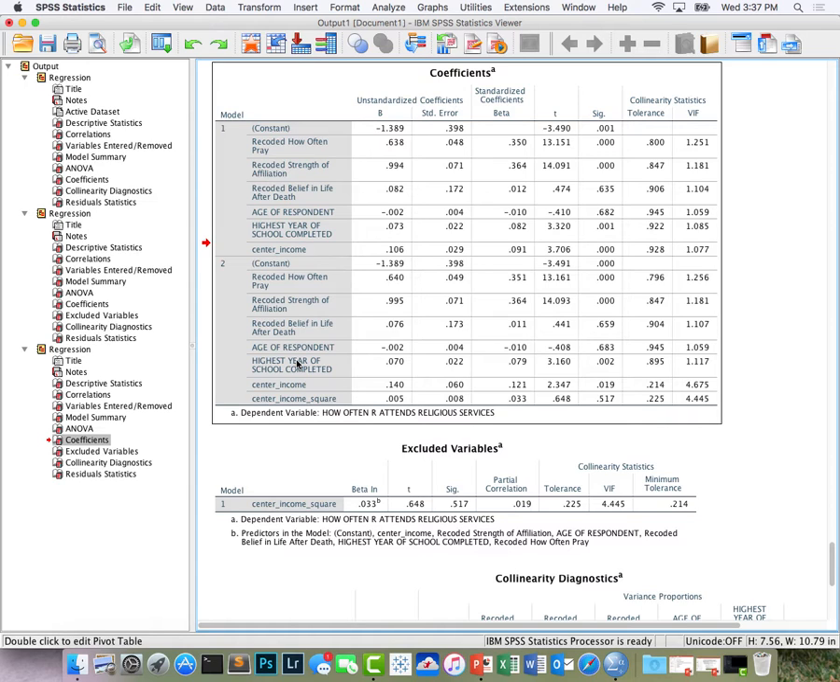In this case, it worked reasonably well. In some cases, it works a little bit better; in other cases, it doesn't work quite as well. But in this case, I have confidence that there is a relationship between income and religious service attendance, and it seems to be just linear. As income goes up, people tend to attend religious services more frequently.